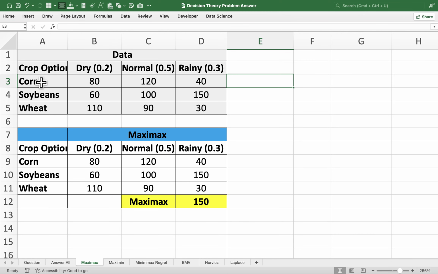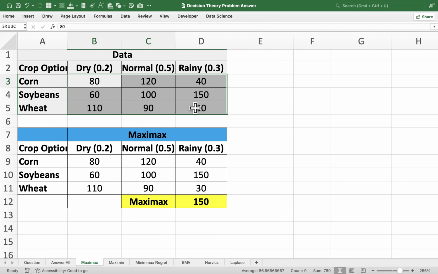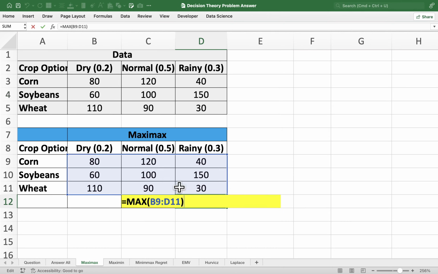We have this data. Here we have our alternatives: corn, soybeans, and wheat. This is probability, and these are expected payoffs. The maximax criterion will focus on the maximum value, and the maximum value in these 9 values is 150. 150 is the highest value, so we will choose this one. The formula that we'll use is the maximum value out of these 9 values, which is 150, and therefore the choice will be soybeans.